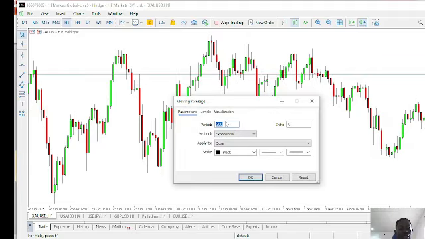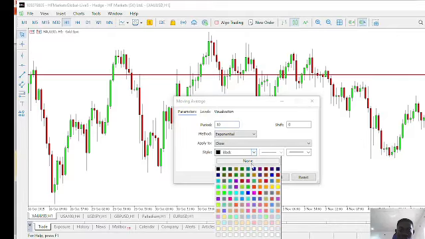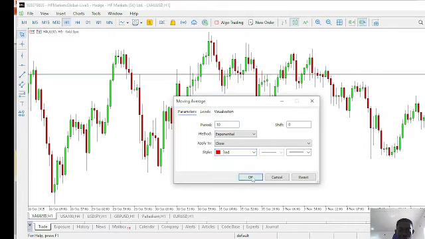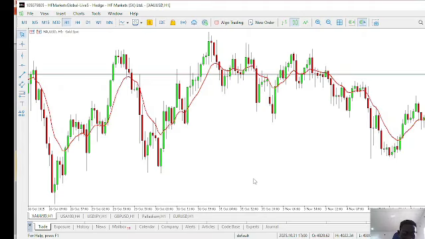And then I want to set the first one, which is 10. Then I change the color. So period is 10, exponential for the method, apply to close, then the color is red.